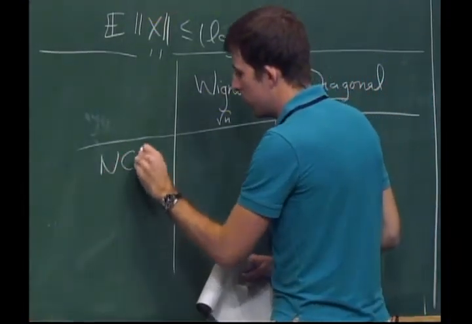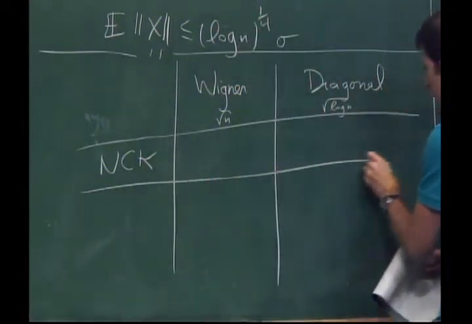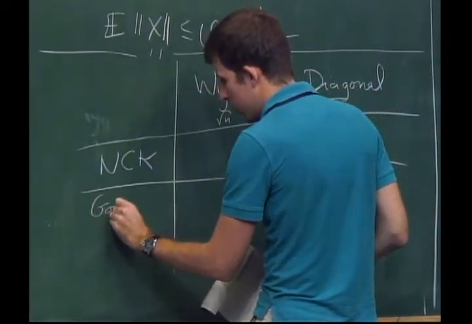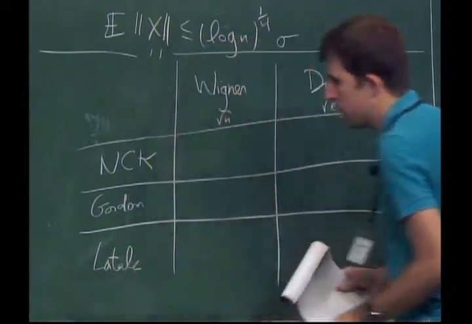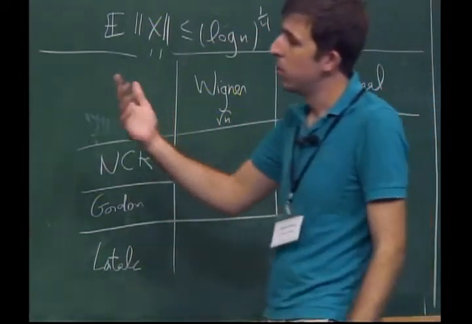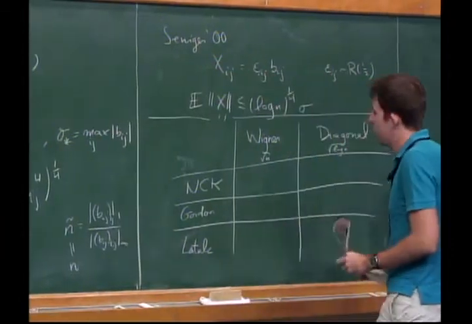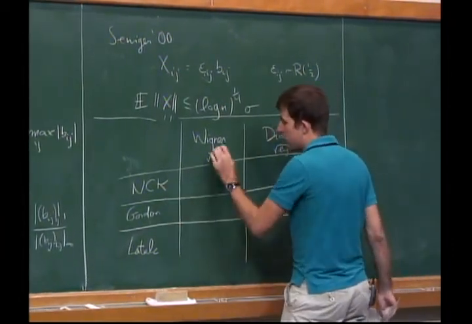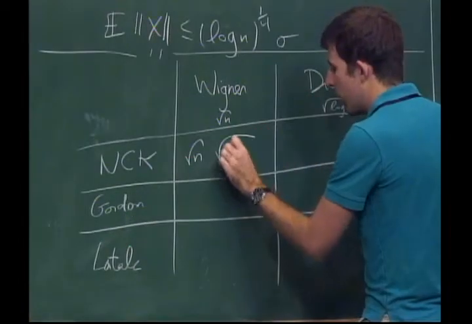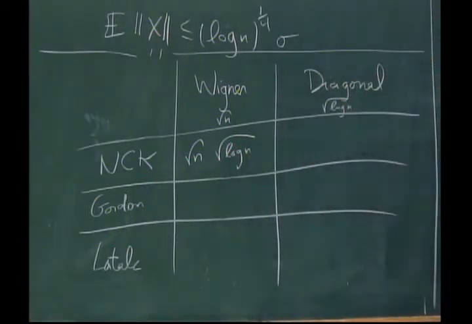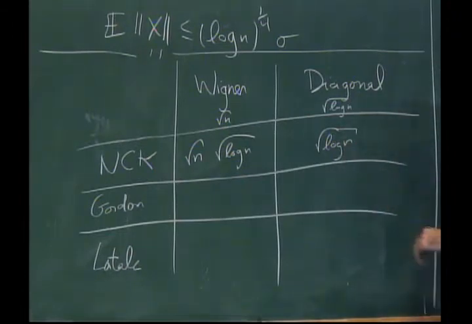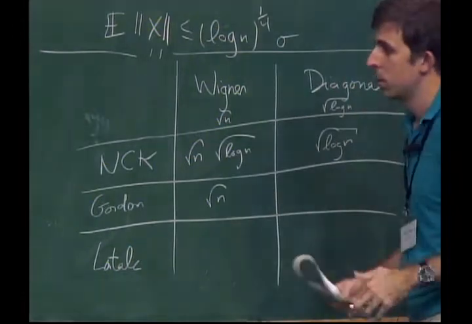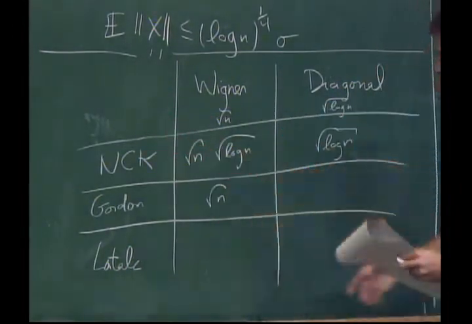So non-commutative Khintchine, and Gordon. Non-commutative Khintchine for Wigner: sigma is square root n, so it gives square root n times square root log n. For diagonal, it gives square root log n, because in that case sigma is 1. Gordon, on the other hand, here gives the right answer because sigma star is 1, the largest entry is 1.